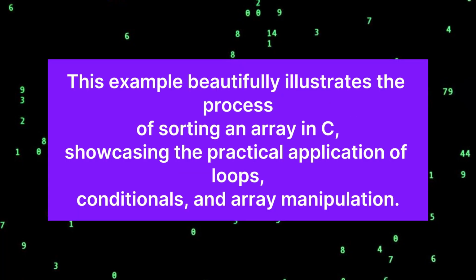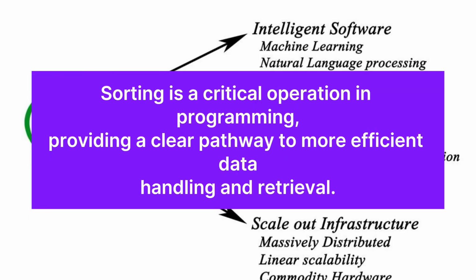This example beautifully illustrates the process of sorting an array in C, showcasing the practical application of loops, conditionals, and array manipulation. Sorting is a critical operation in programming, providing a clear pathway to more efficient data handling and retrieval.